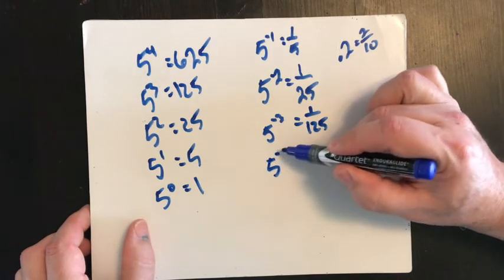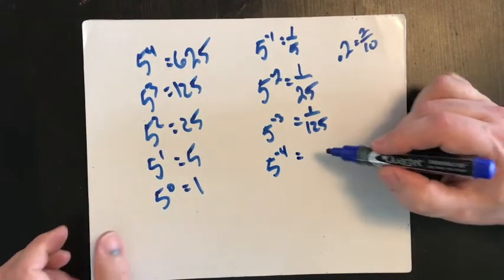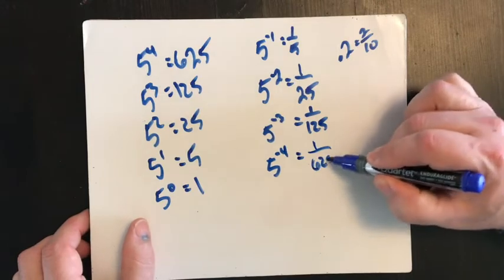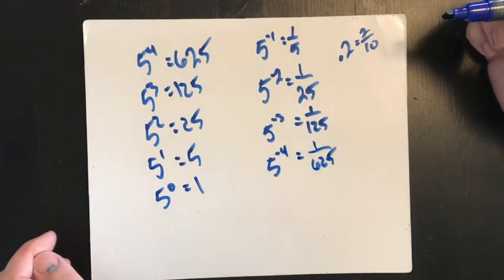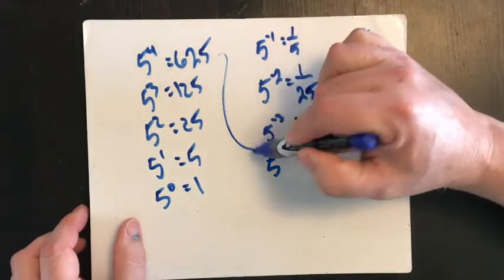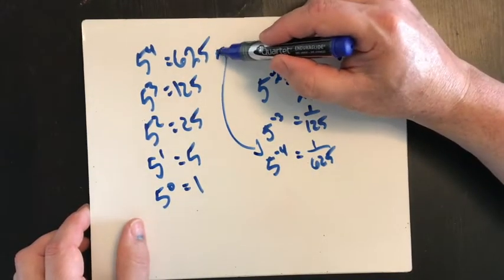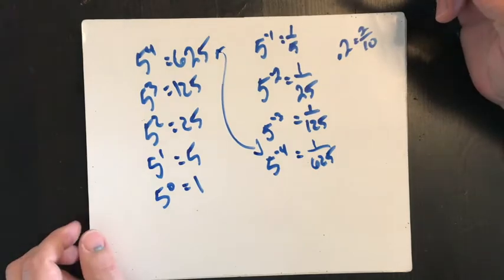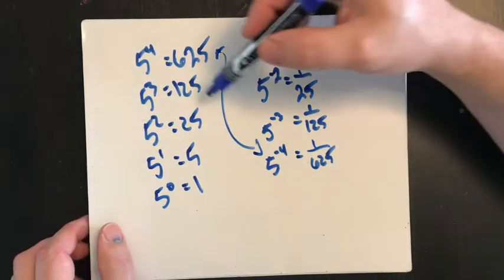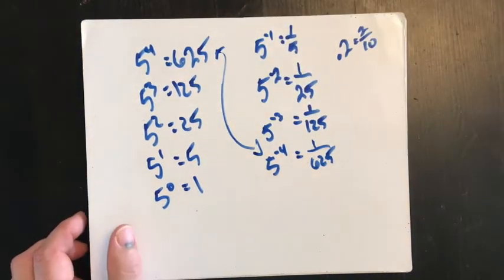5 to the negative 4. Want to take a stab at it? 1 over 625 is correct. And again, I want you to notice that 5 to the negative 4 and 5 to the positive 4 are multiplicative inverses of each other, as are 5 to the third and 5 to the negative third.